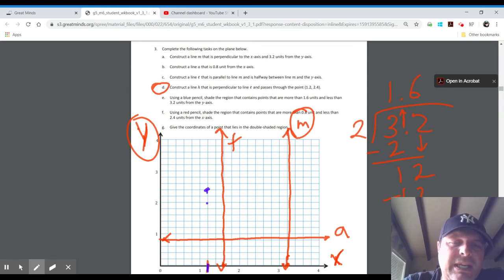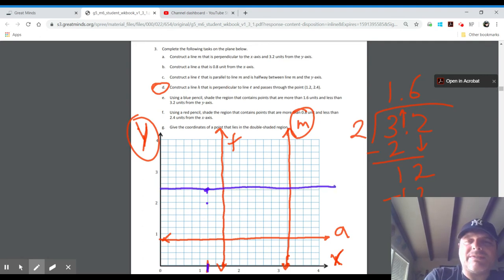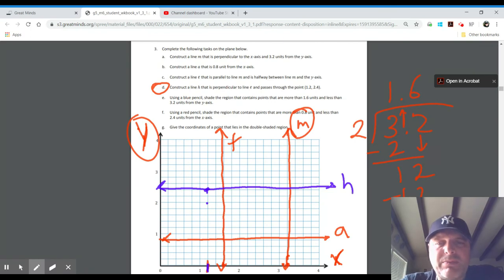Now it has to be a line that goes through this point and is perpendicular to T. If it's perpendicular, it doesn't go in the same direction. It goes the opposite direction, so it's going to go across like this. Okay, there you go. That's letter H. So right now we have 1, 2, 3, 4 lines going on.